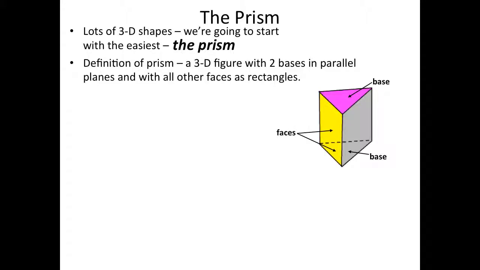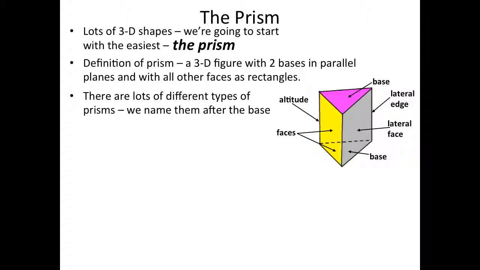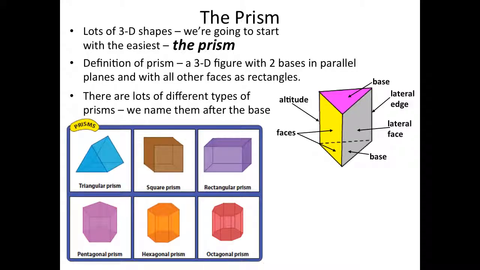All the different sides are called faces, both the lateral faces on the sides as well as the bases are also called faces. The lateral edge is right there, and that's also the height of my prism. And we can also call that height altitude. There are lots of different types of prisms, and we name them after the shape of the base. The one over on the right there is a triangular prism. And here are lots of other examples: squares, rectangles, pentagons, hexagons, and octagons as prisms. In fact, any polygon at all can be the base of a prism.